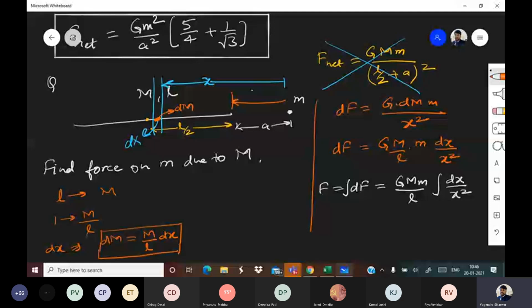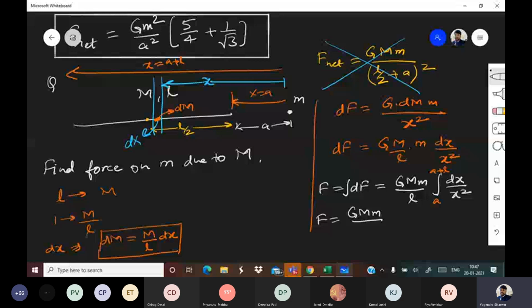All right, so f will be g m m upon L integration dx upon x square minus 1 upon x, and limit is from a to a plus L.